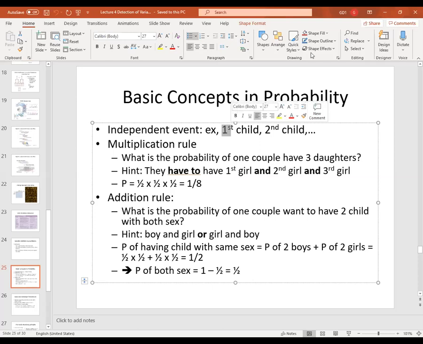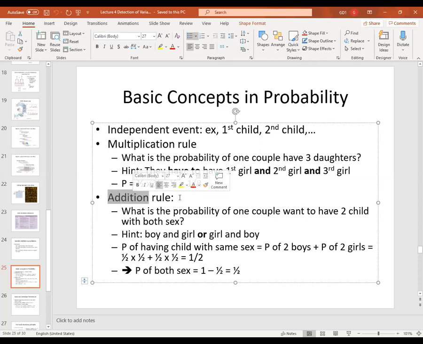The first event is the first child, and the sex of the first child and the sex of the second child may not relate to each other. This is an independent event. The multiplication rule is: if you have to do the work in several steps, maybe three steps, and every step has to be done, then you need to apply the rule of multiplication.